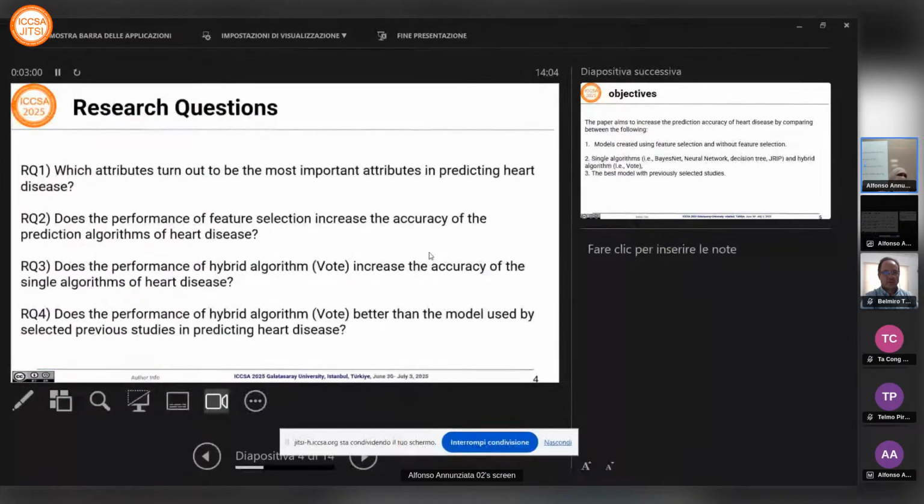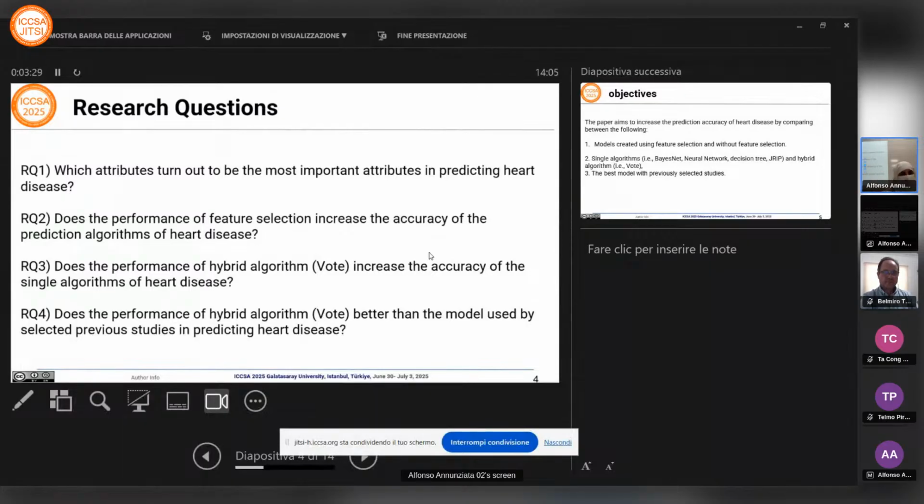So these are the research questions. The first one: which attribute turns out to be the most important in predicting heart disease? So I will identify the most important attributes or features in predicting heart disease. Then the second question: does feature selection increase the accuracy of the prediction algorithm for heart disease?